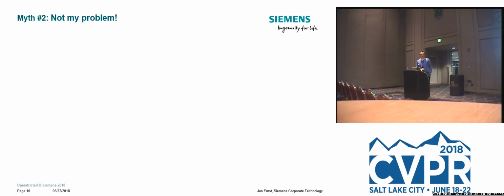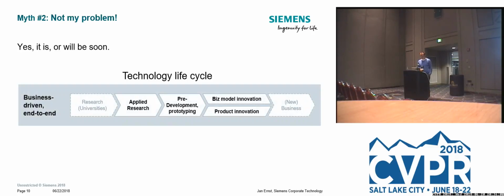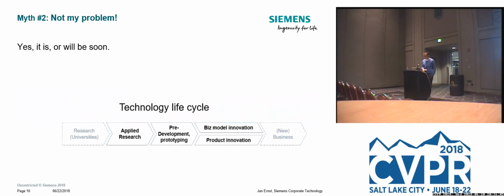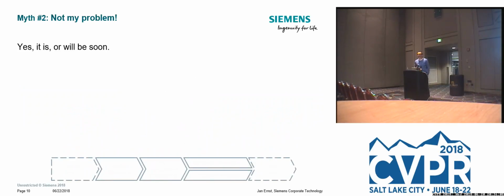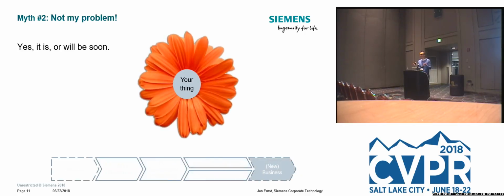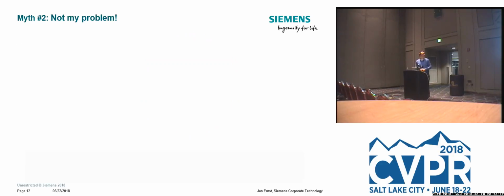So, second main objection: it's not my problem. Yes, it is, or it will be soon. Let me explain. I'll go back to the technology lifecycle that I showed earlier, and I'll keep track of this. So you're young, an upstart, you have a great idea. This is your core analytics module, and you get better performance on something, and you want to make business out of it. So you have to go through the applied research, the pre-development, and so on, and you expect your thing to bloom into this pretty flower that will make money in the real world, just on its own. So let's look at how that works in reality.